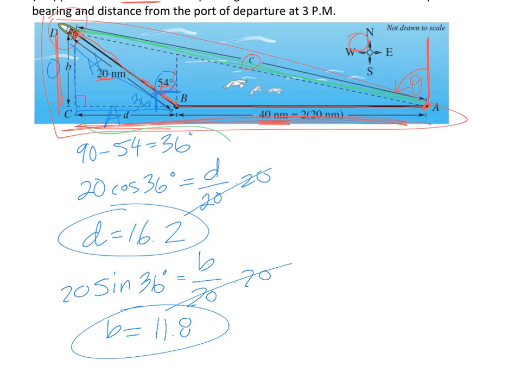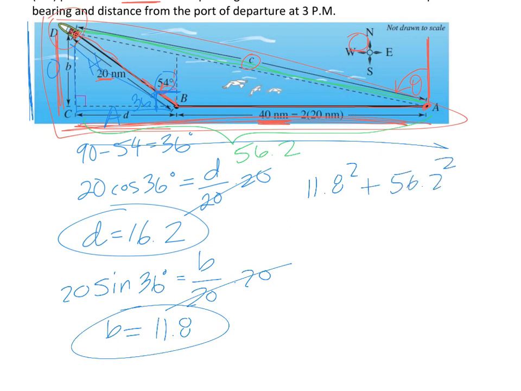d and 40, and that gives me 56.2. All right, so now I could figure out the distance from the point of departure. So I use 11.8, which is this length here. I use this whole length, squared plus 56.2 squared. Easy stuff. Let's figure out C.